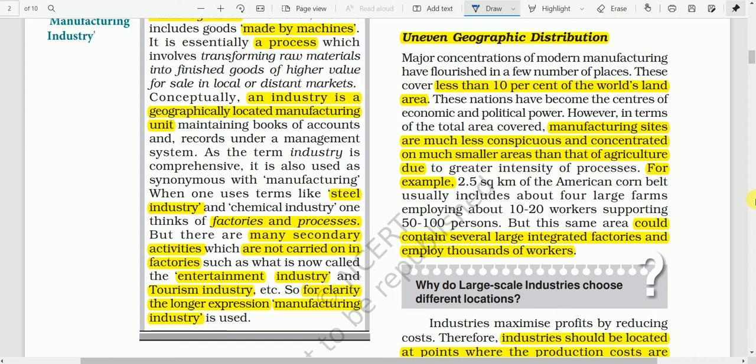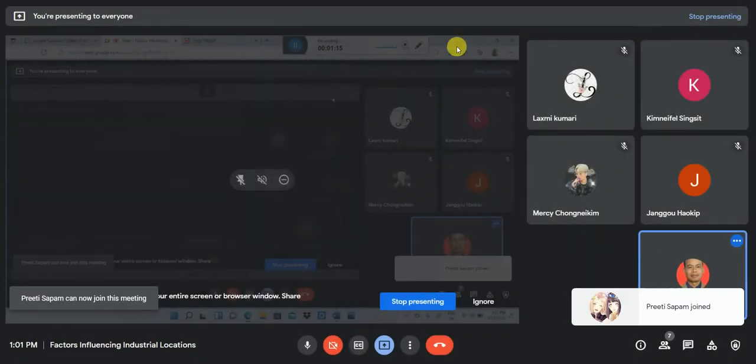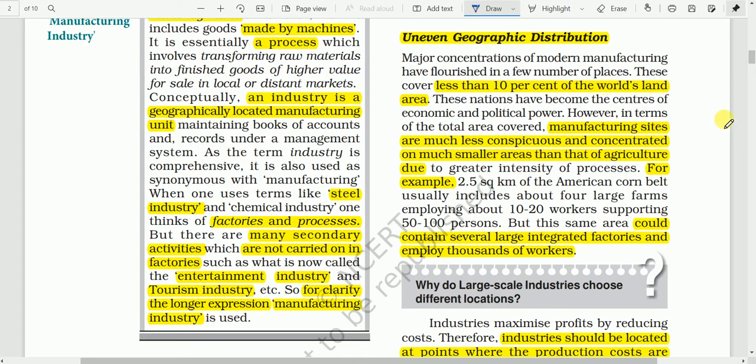So here, before we start the discussion on the factors influencing industrial locations in the world, let us analyze the distribution of industries on the surface of the earth. That is about the uneven geographical distribution of industries. So let me show you one map.